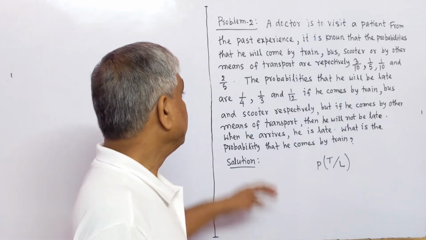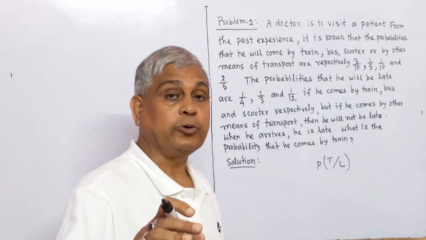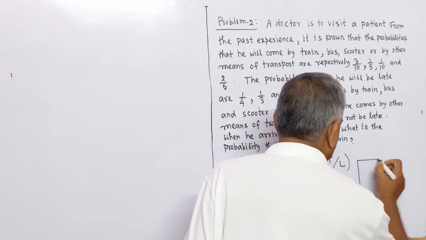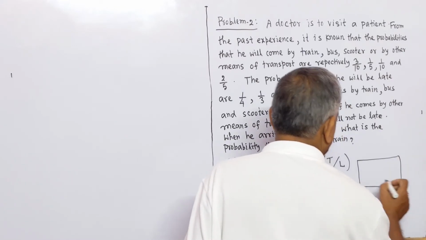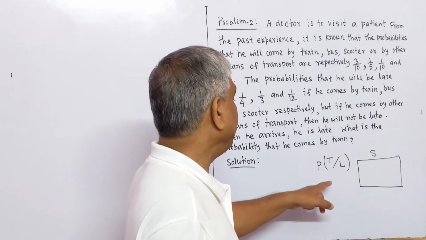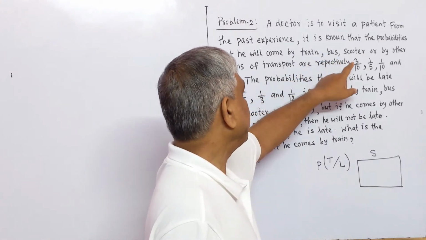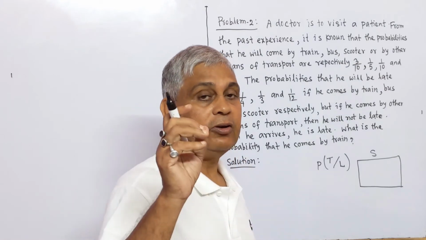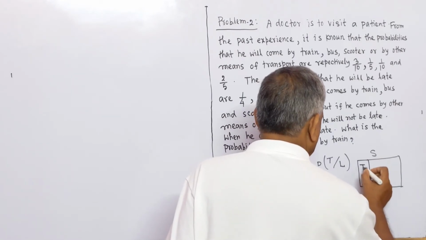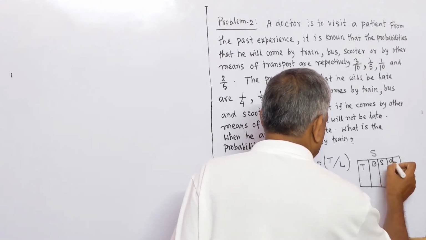Train means different types of transports. So with the help of different types of transport, we partition the sample space. Firstly, let this be the sample space, and the event to travel by train is denoted by T, the bus by B, the scooter by S and other means by OTH. We write here: train, bus, scooter and other.